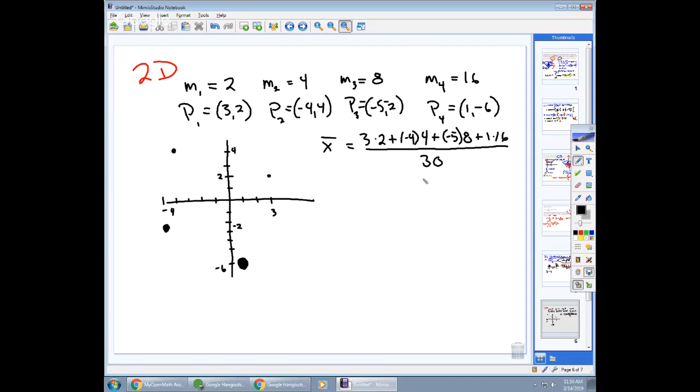So that's x bar. And the average y value, y bar, in this case would just be the same thing with the y's. So take the position of y, 2, times its weight of 2, plus the position 4 times its weight of 4, plus the position -2 for y times its weight of 8, plus the position -6 times its weight of 16. That weights the masses with y, then divide by the total mass. So we just took the 1D thing and made it 2D.